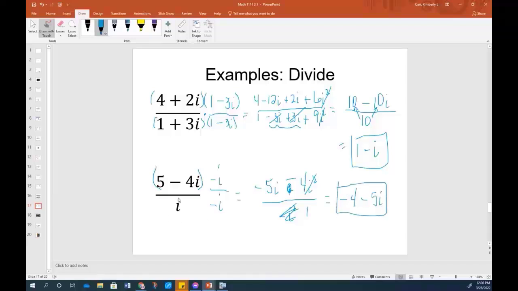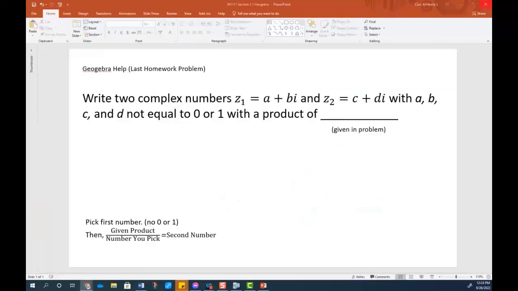At any rate, whether or not you have a single term or you have the binomial, once you multiply something by its complex conjugate, which only changes that middle sign, you will end up with the real number. One of the challenges in this homework assignment comes at the very end with the GeoGebra problem. And the primary difficulty, I think, is understanding the instructions and what you need to do to complete the problem.